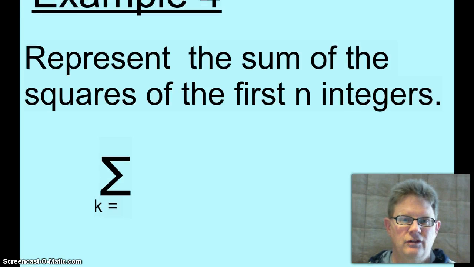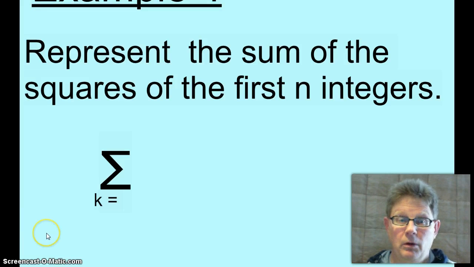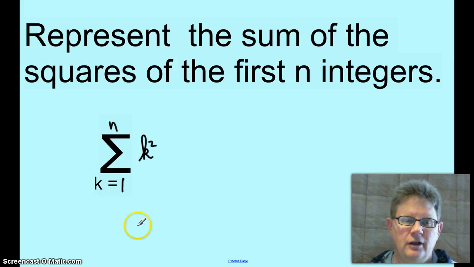Okay. Represent the sum of the squares of the first n integers. And I am going to pause it, and you're going to try to figure it out. And then you can go ahead and come back in and see if your answer equals mine. Alright, ready? Go ahead and pause. Alright, the correct answer is the sum from k equals 1 to n of k squared. That wasn't too bad. And the last example of the day, I think I'll actually get this in on time.